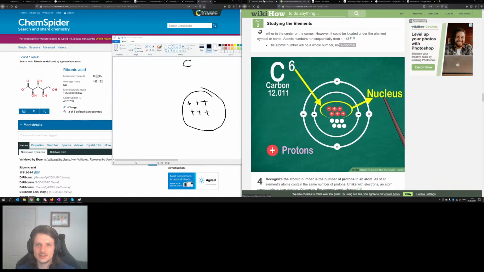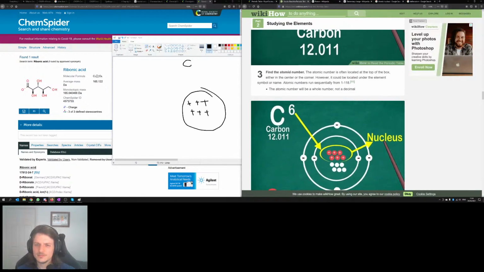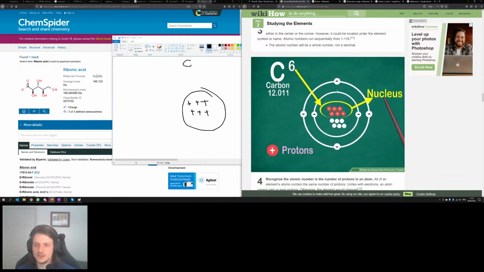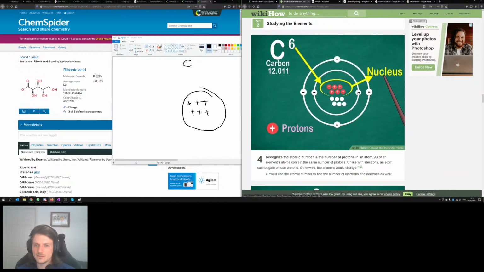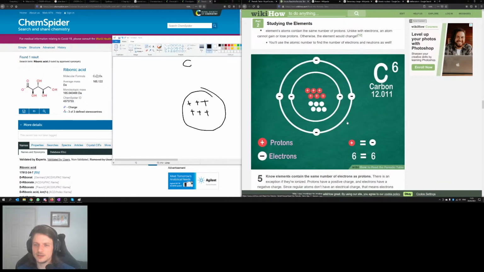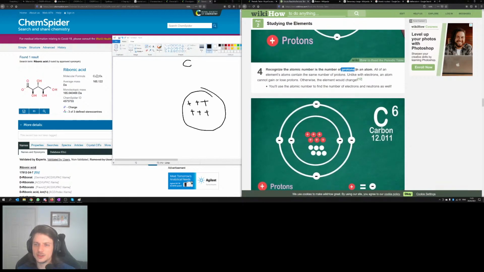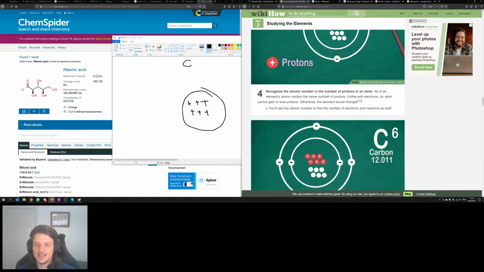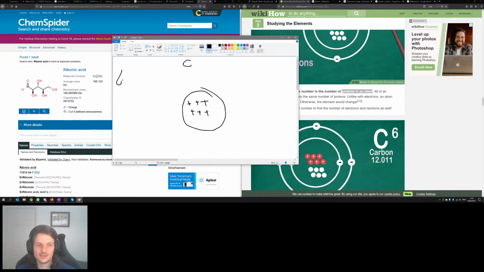Right, let's carry on. So it says the atomic number is located at the top of the box, either in the center or the corner. However, it could be located under the element symbol. The atomic number will be a whole number, not a decimal. So in this case it's protons, but I actually wonder, yeah, electrons. And these are negative charges going around it. Recognize the atomic number is the number of protons in an atom. Okay, it is the number of protons in an atom. So 6 equals protons equals atomic number.